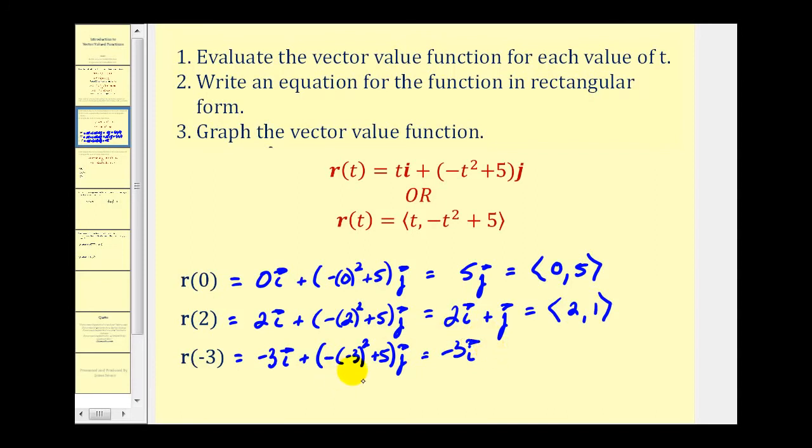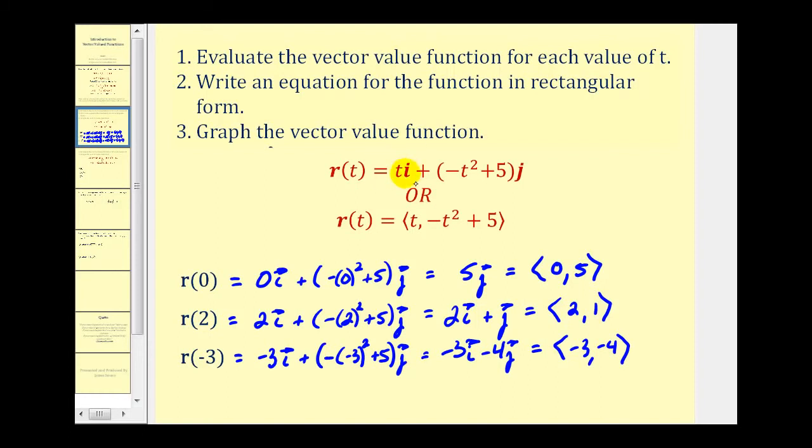And here we're going to have -9 plus 5, that'll be -4j. Or in component form, we'd have the vector -3, -4. Okay, for part 2, we want to write this equation in rectangular form. So what we'll first do is write the equation in parametric form, and then eliminate the parameter t, leaving an equation in terms of only x's and y's.